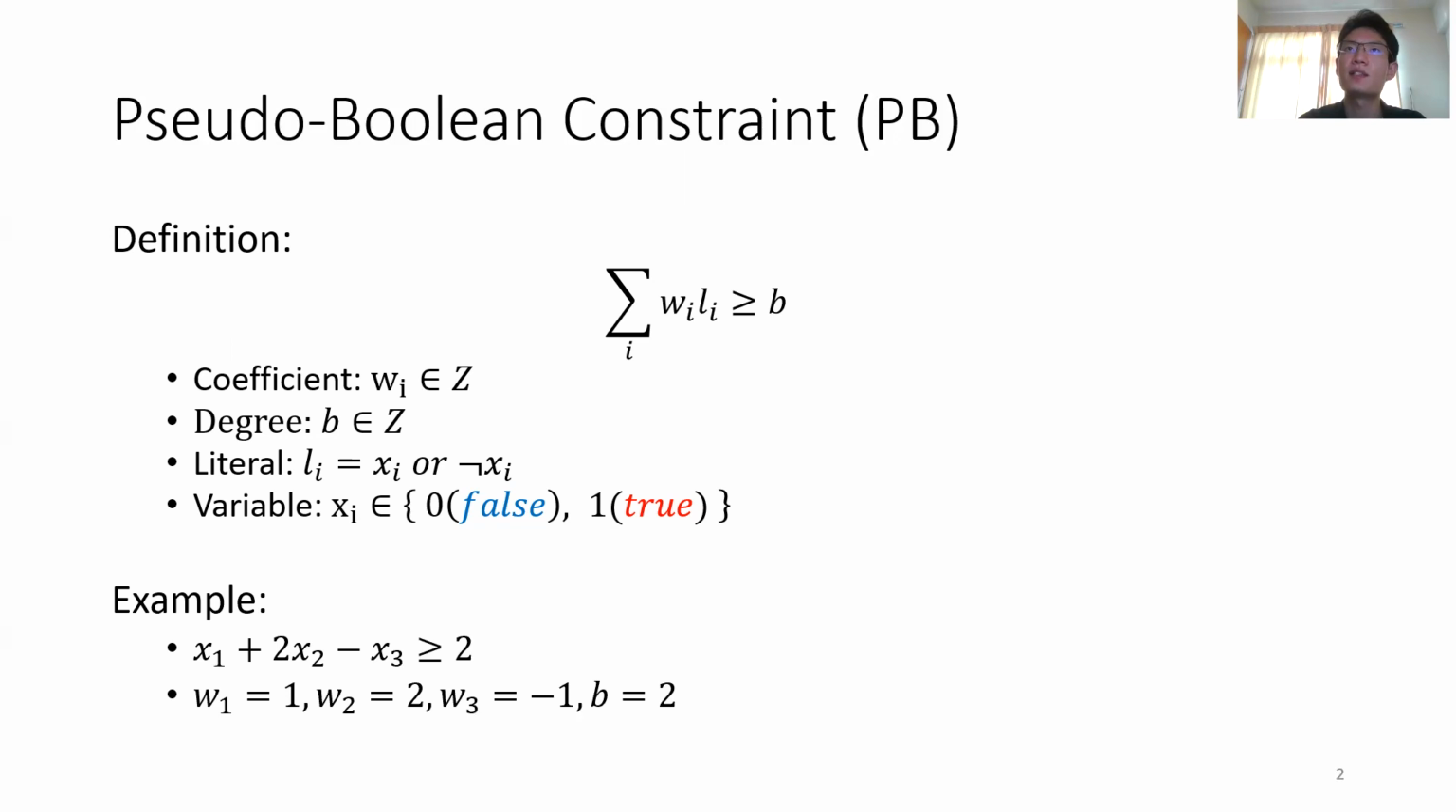For instance, x1 plus 2x2 minus x3 greater than or equal to 2 is a PB constraint. It contains variables x1, x2, and x3. The three coefficients are 1, 2, and minus 1 respectively. The degree is 2.